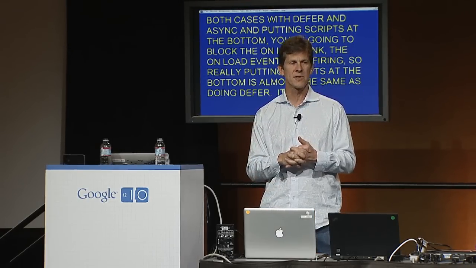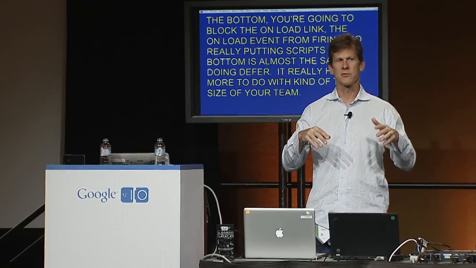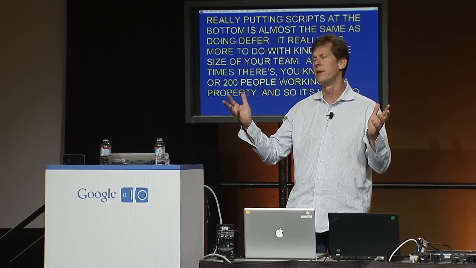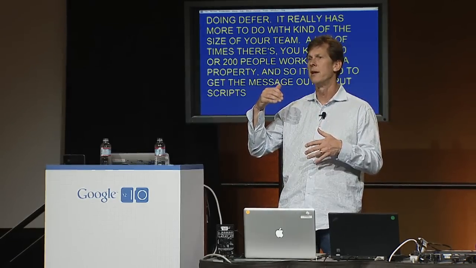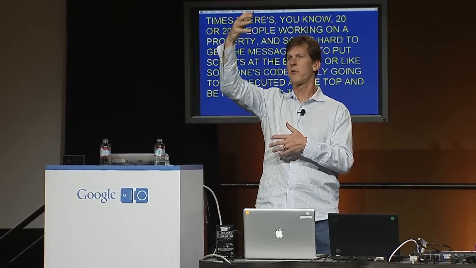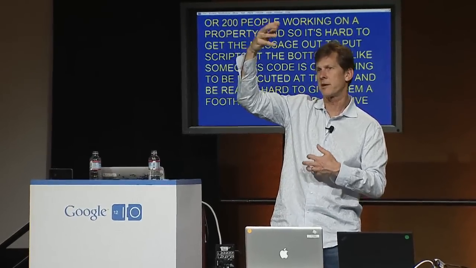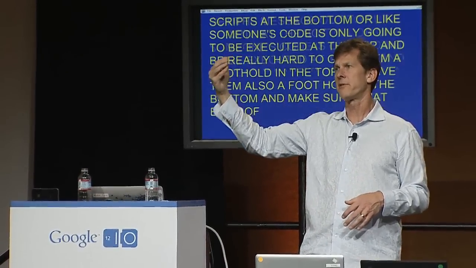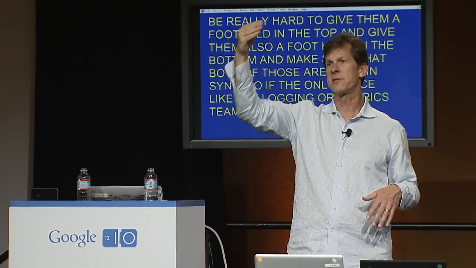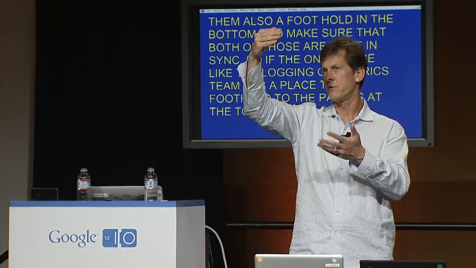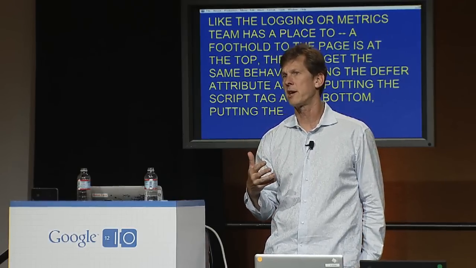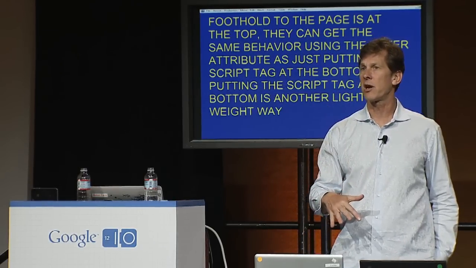It really has more to do with the size of your team. A lot of times there's 20 or 200 people working on a property, and so it's hard to get the message out to put scripts at the bottom. Someone's code is only going to be executed at the top, and it'd be really hard to give them a foothold in the top and also in the bottom and make sure that both of those are done in sync. So if the only place the logging or metrics team has a foothold in the page is at the top, they can get the same behavior using the defer attribute as just putting the script tag at the bottom. But putting the script tag at the bottom is another lightweight way to avoid that blocking of the UI thread.